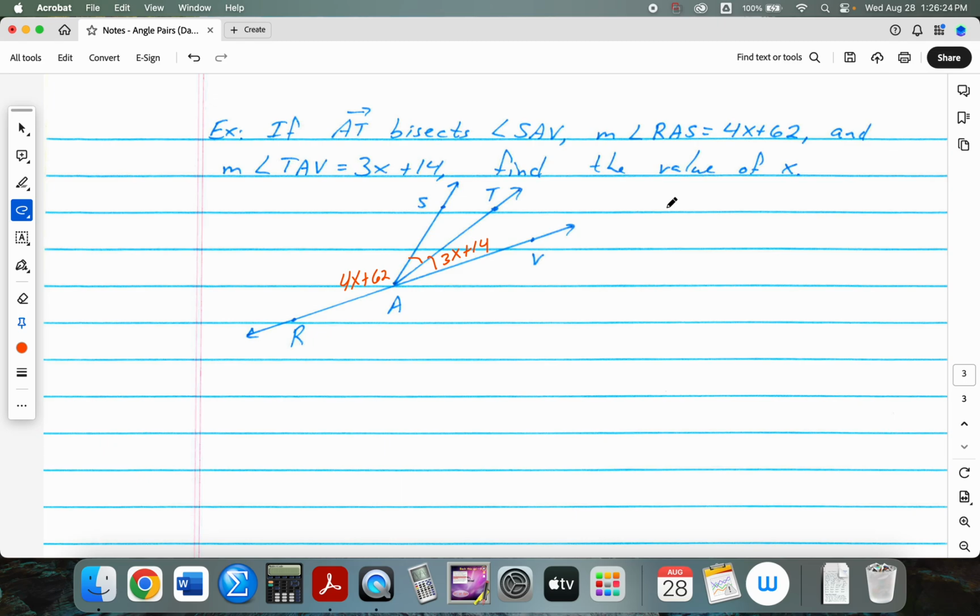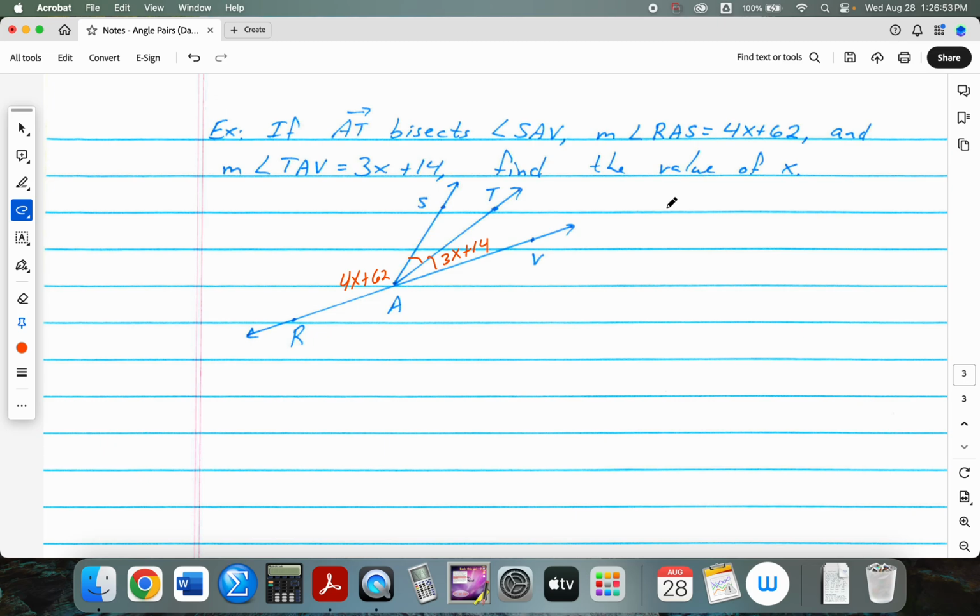Angles RAS and TAV are not a linear pair because there's an angle between them. They're not adjacent to one another. These two do make a line, and that's part of the definition of a linear pair, but they're not adjacent. It has to be both.